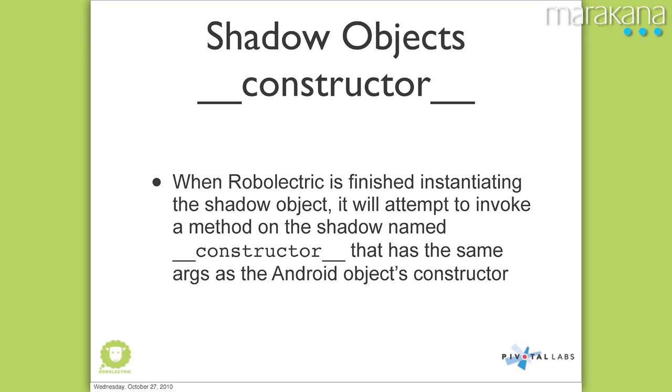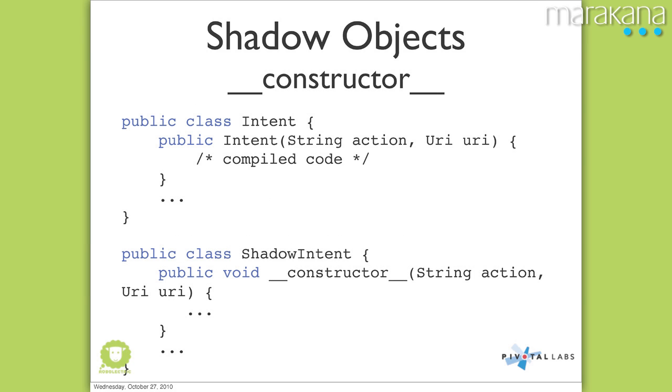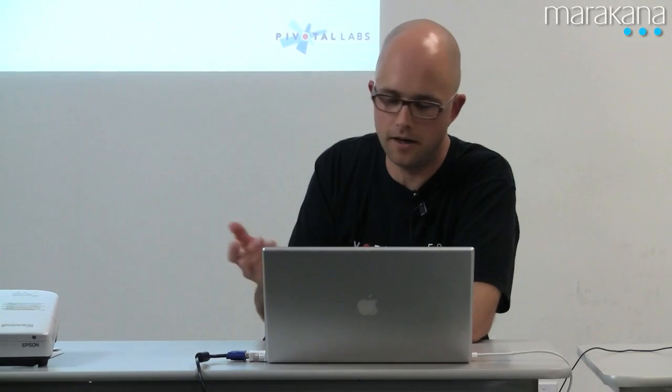So this is implemented by Robolectric seeking out a method named __constructor__, and it will have to have the same arguments as the real constructor. So you can see here on intent, it takes a string and a URI, and if Robolectric detects that there's a method named __constructor__ that receives an action, a string and a URI, it will invoke that method with the arguments that were passed to the real Android object's constructor in the first place. So this is helpful as well for getting state into your shadow. And that's an artifact of the fact that we're instantiating the shadows with reflection.